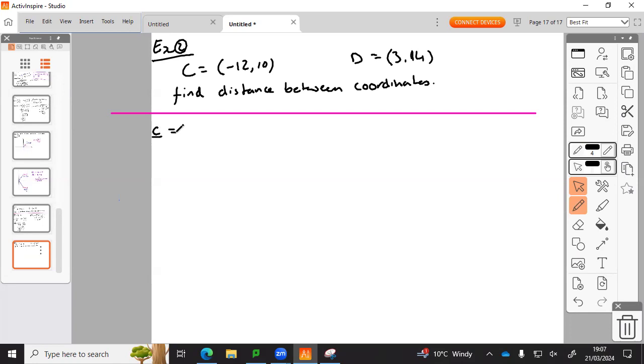Vector C can be described in component form as -12, 10. Vector D can be described in component form as 3, 14. Vector CD, the pathway, would be your finish point minus your start point. Okay, and this time the letters just changed, but don't worry too much about that. It's just your secondary point minus your first point.